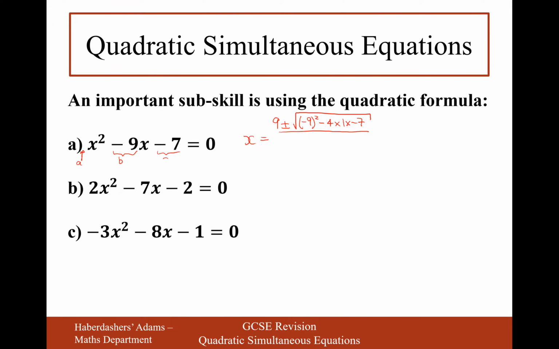C is representing the number minus 7, so it's going to be just over 2. So the answers here, we need to plug this into the calculator. This is what the calculator screen will look like. It's 9 plus, so we're finding the plus solution first.